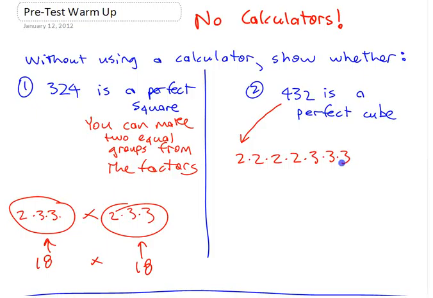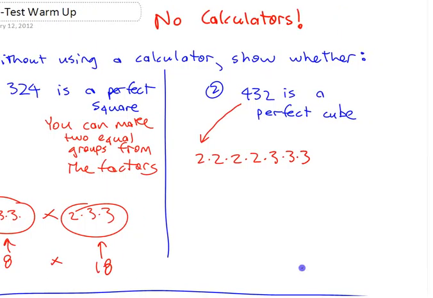And you're trying to decide, is it a perfect cube? You can decide if it's a perfect cube by deciding whether you can make 3 equal groups. Can you make 3 equal groups out of that? You can't, right? Because you could take a 2 and a 3 and a 2 and a 3 and a 2 and a 3. But there's an extra 2, right? And then where does this extra 2 go?